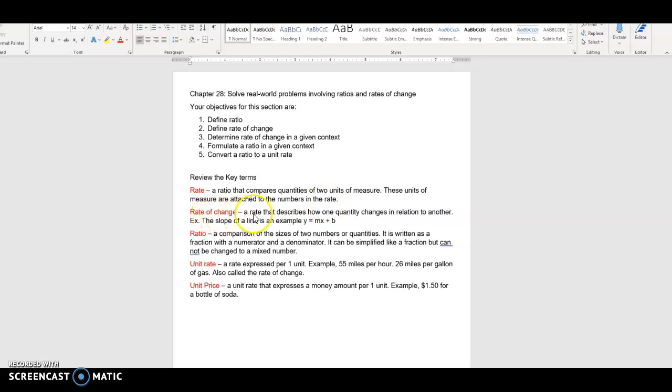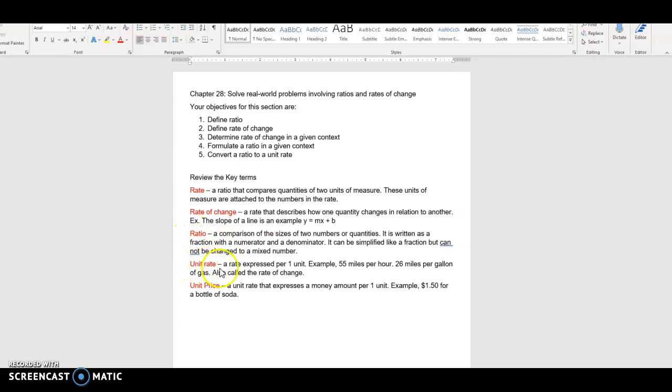The rate of change is a rate that describes how one quantity changes in relationship to another. If you're familiar with the slope of a line, that's an example: y equals mx plus b. A ratio is a comparison of the size of two numbers or quantities. It's written as a fraction with a numerator and a denominator. It can be simplified like a fraction, but it cannot be changed to a mixed number. So you cannot have mixed number ratios. You can leave them as improper fractions, that's fine. That's what a ratio looks like.